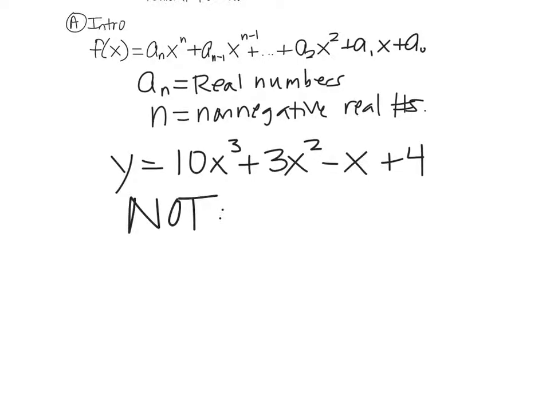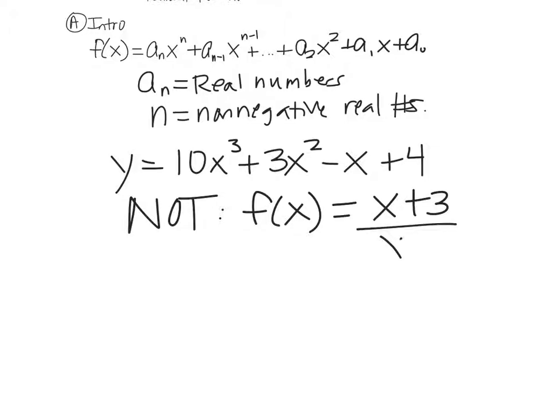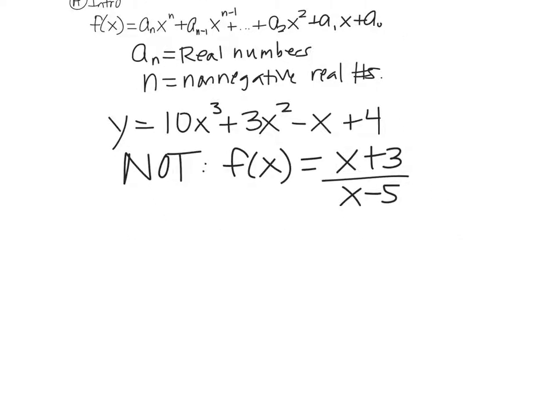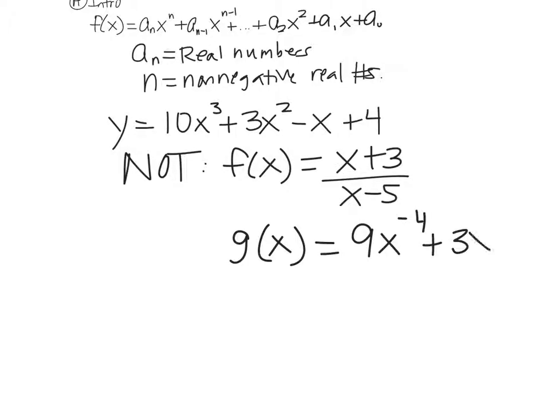a polynomial will be like the rational functions that we're going to do at the end of the chapter. f of x equals x plus 3 divided by x minus 5. That's not a polynomial, okay? Something else that's not a polynomial, g of x equals 9x to the negative 4 plus 3x minus 2. Okay, it wants to be a polynomial, but it's not because of that negative 4. Your exponents have to be positive numbers.